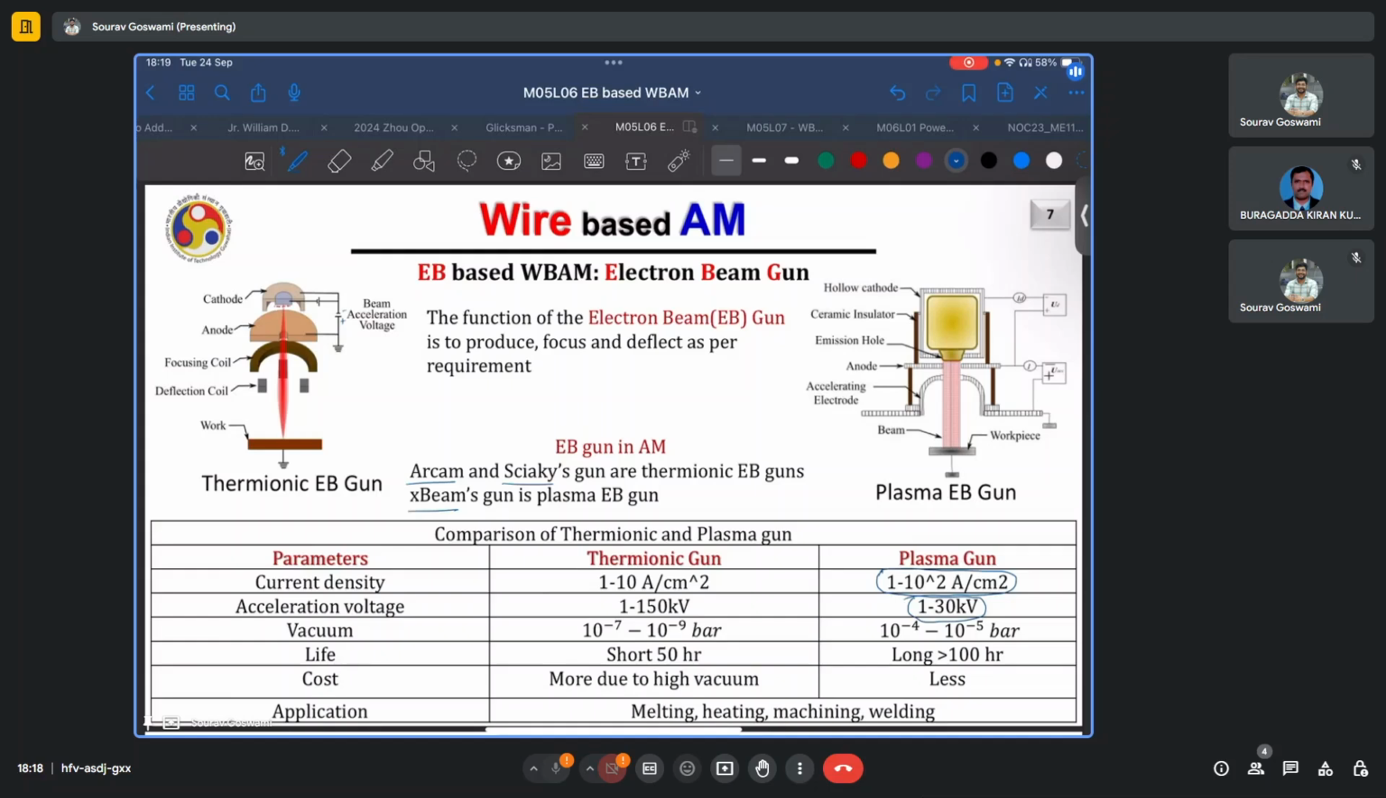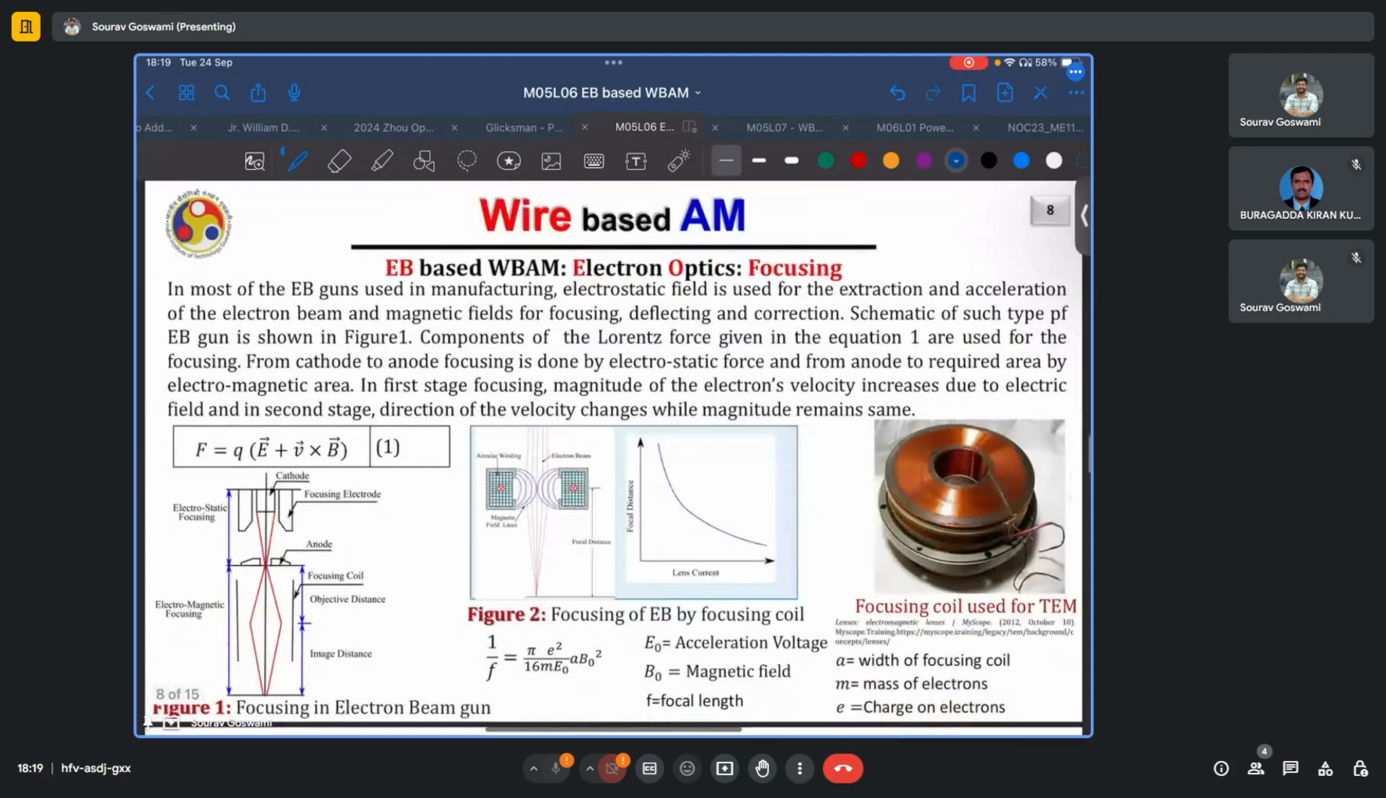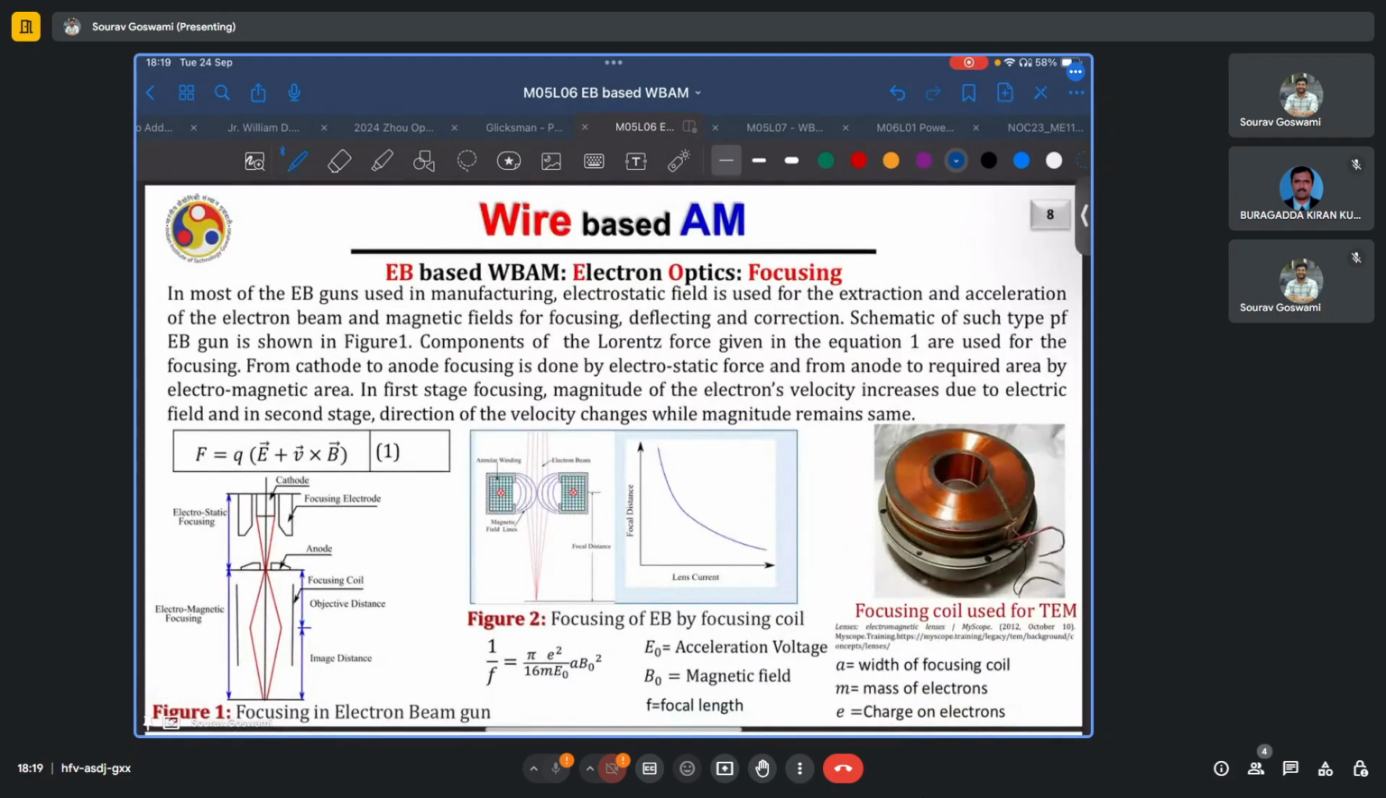Again, thermionic guns have shorter lives because of the high temperatures to which the emitter is exposed, whereas plasma guns tend to last longer. Also, plasma guns are cheaper because of the ease of usage and the requirement for low vacuum. Now, as we were discussing, typically an electrostatic field is used for the extraction and acceleration of electron beams, whereas magnetic fields are used for focusing, deflecting, and correction.